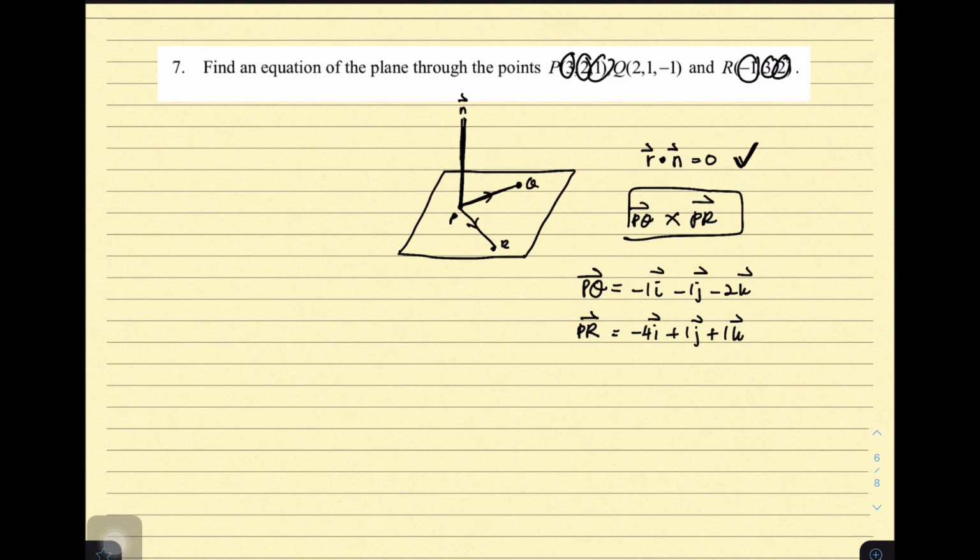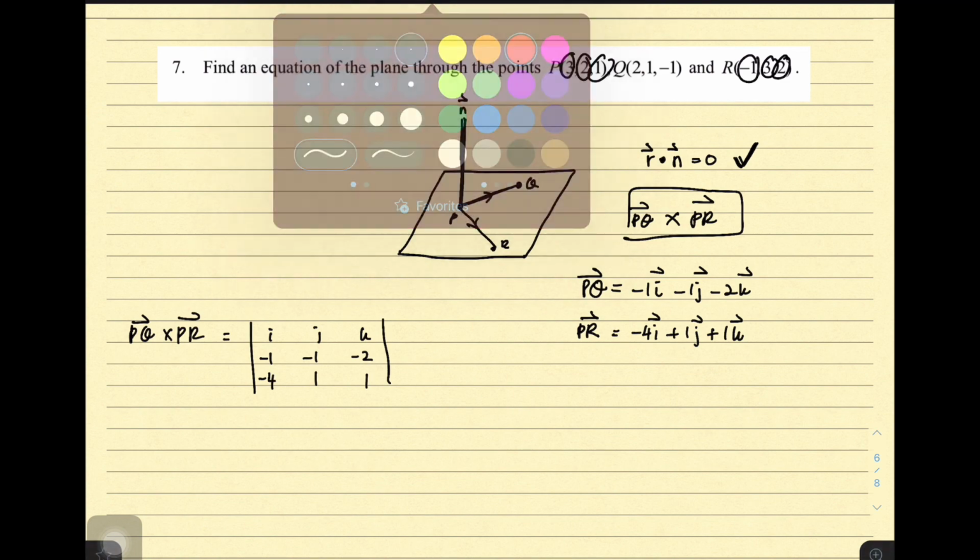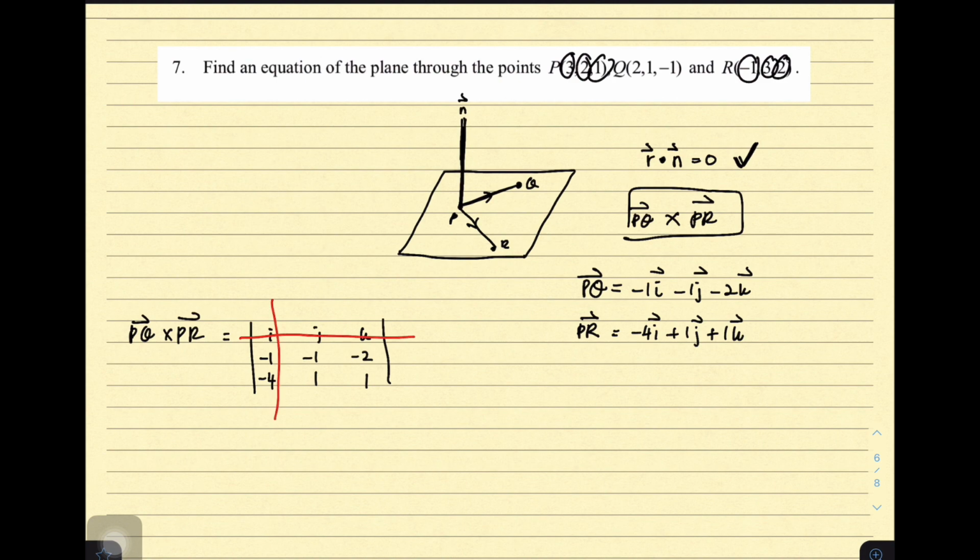So now we want to perform a cross product, because we want to find the orthogonal vector here. So we will perform PQ cross PR. You know this one must be in terms of a determinant. So PQ is negative 1, negative 1, negative 2. PR is negative 4, 1 and 1. Now we will cross out the first row and the first column. So this one is i.